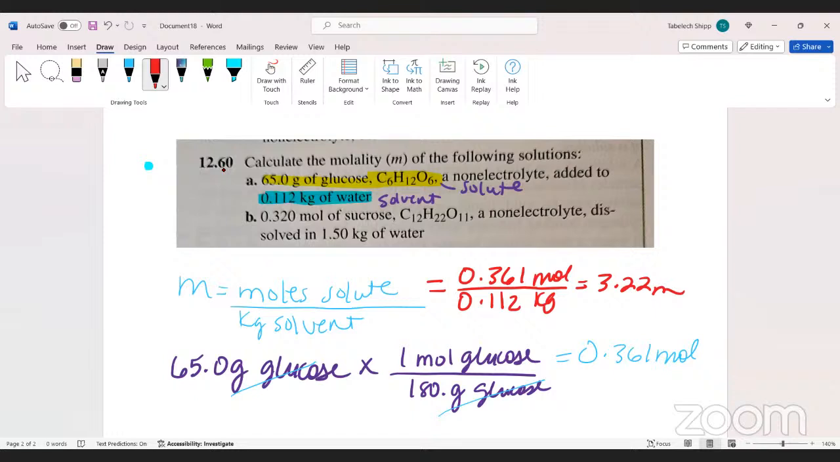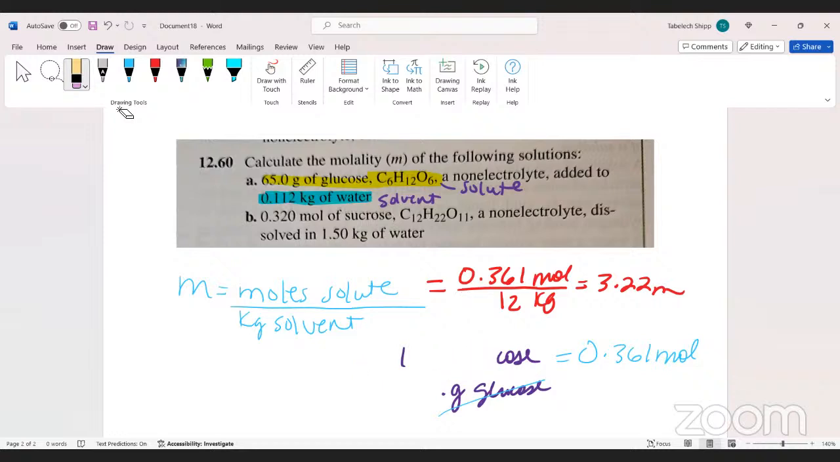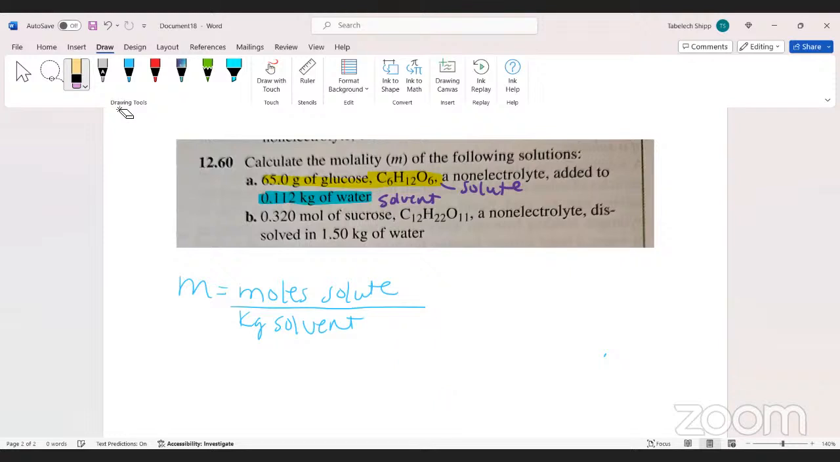Okay. So now we're on letter B. So I'm going to erase this one right here because we're now on letter B. And I'm going to erase this so we don't have to focus on those numbers either. So for letter B, you were given 0.320 moles of sucrose. Again, that is your solute. And your solvent is the water, 1.50 kilograms of water.